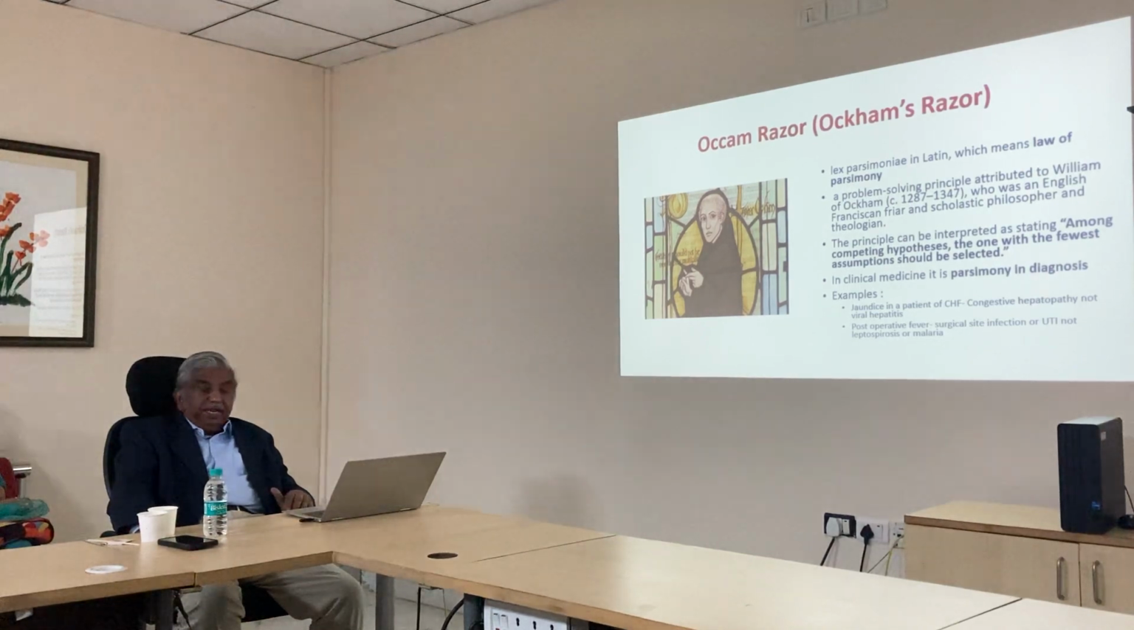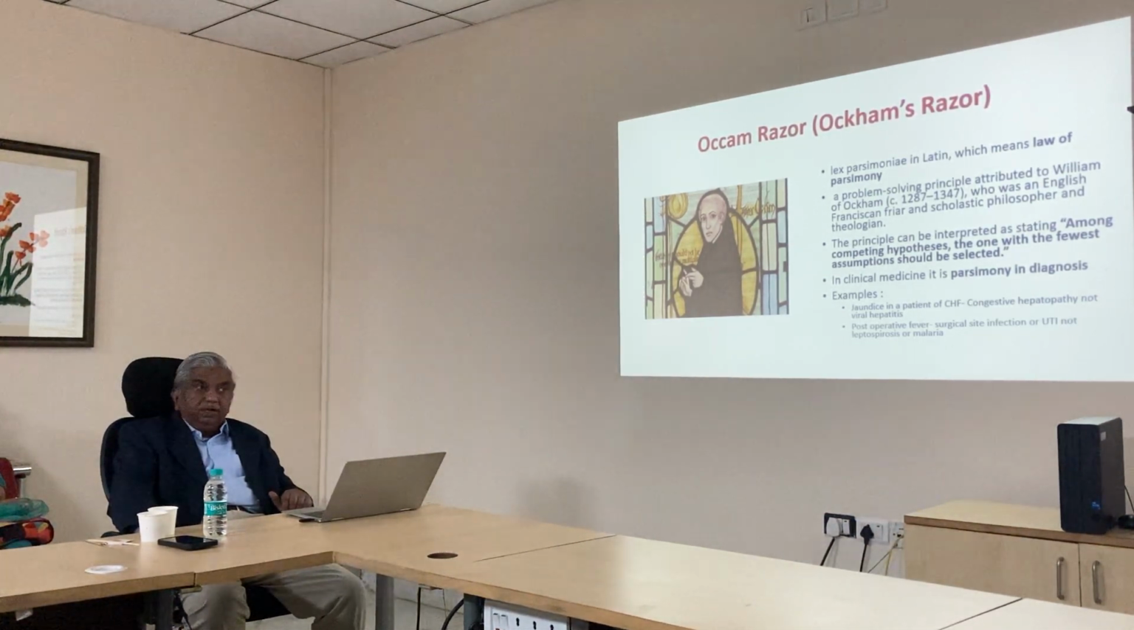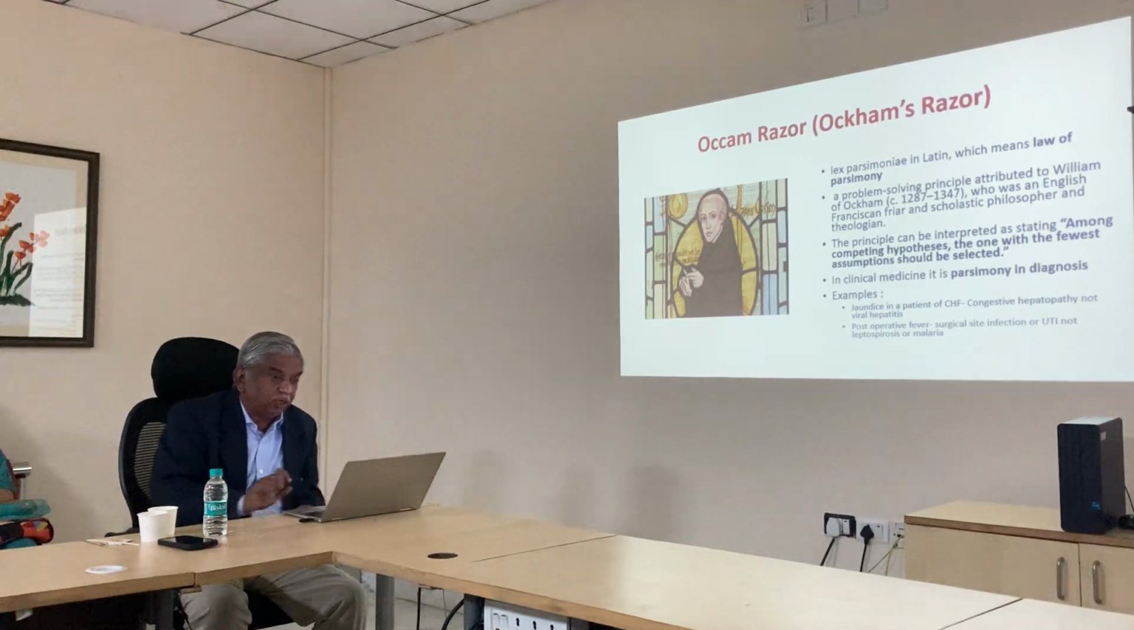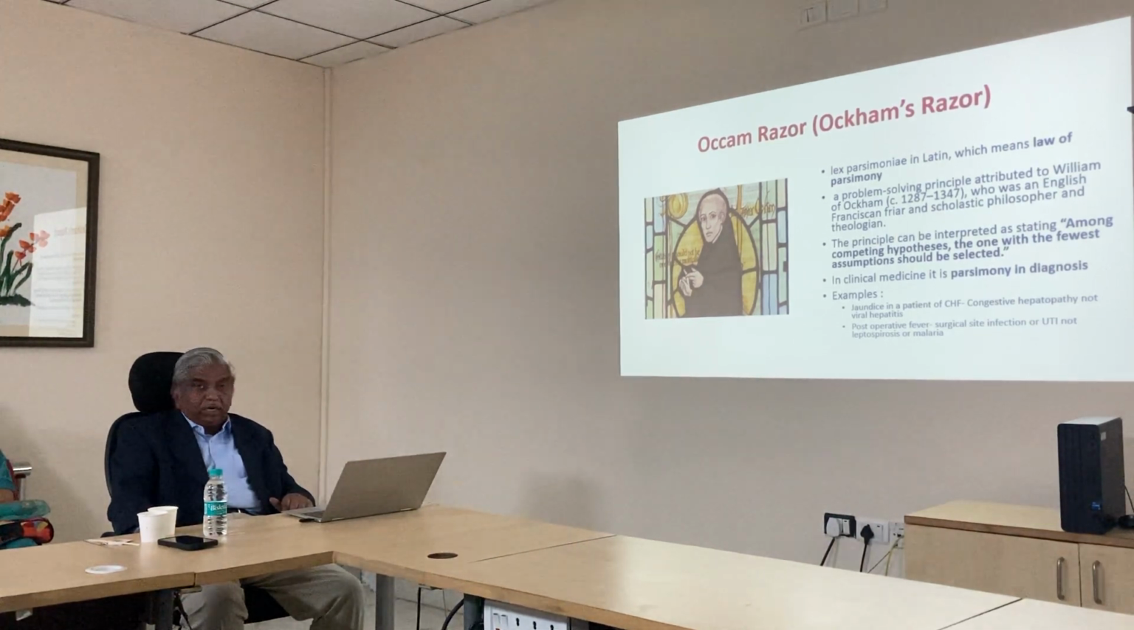For instance, in a patient of congestive cardiac failure, if there is jaundice, you try to think of congestive hepatopathy, not viral hepatitis. Post-operative fever, you will try to think of a surgical site infection or UTI because of a catheter, not leptospirosis or malaria. But there are people who speak against this also, that what prevents a patient from having 2 diseases or 3 diseases. This is just a humorous counter to Occam's razor. This is called Hickam's dictum.